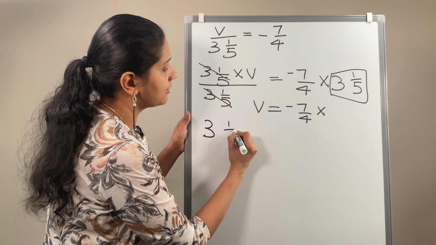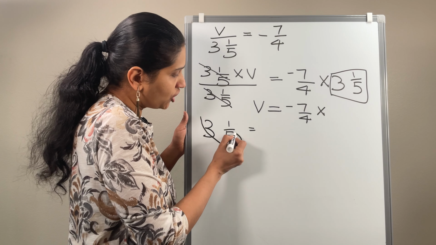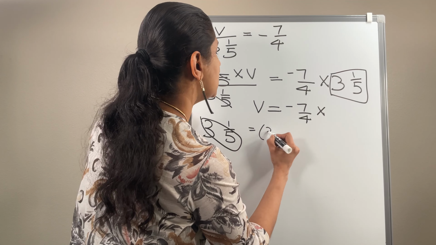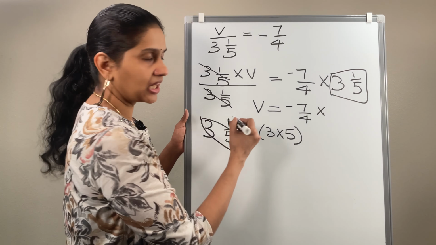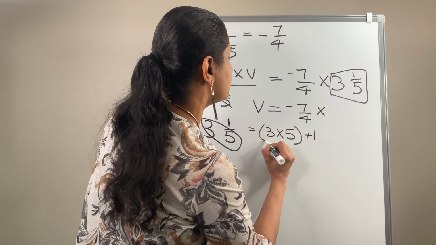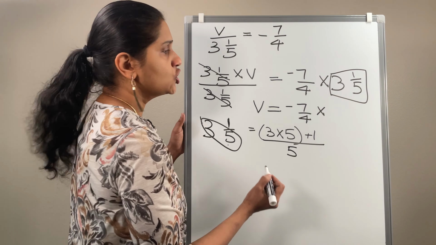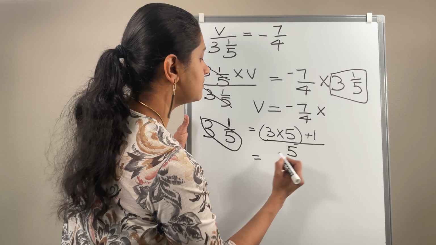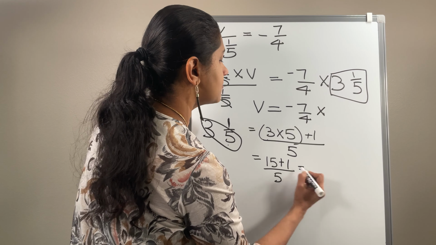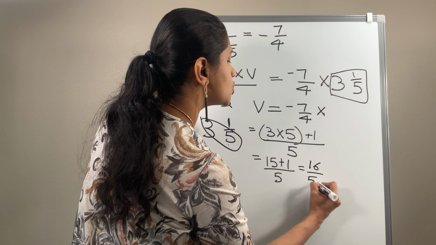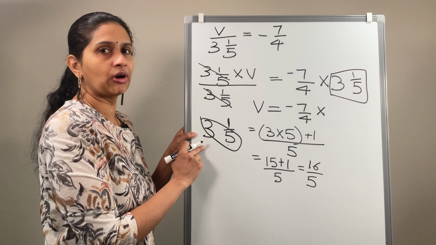So 3 1 by 5 is equal to, consider this whole number 3 and the denominator first. Simply multiply it, 3 times 5. Then add it with the numerator, plus 1, divided by, you have 5 at the denominator. Simply put that 5. So that is going to be equal to 3 times 5 is 15 plus 1 by 5. That is 15 plus 1, 16 by 5. So 16 by 5 is the fraction form for this mixed fraction 3 1 by 5.